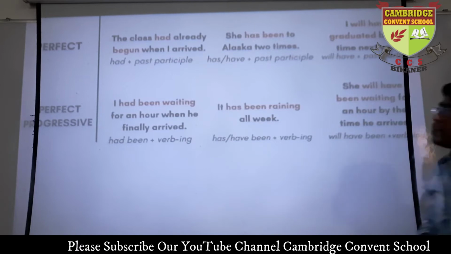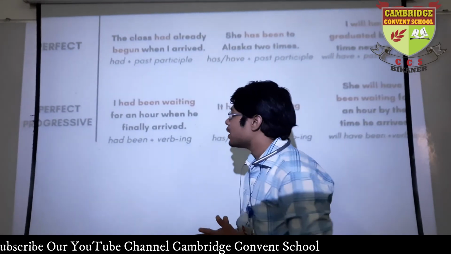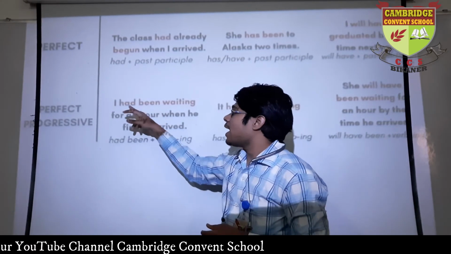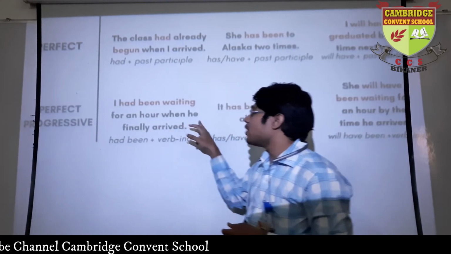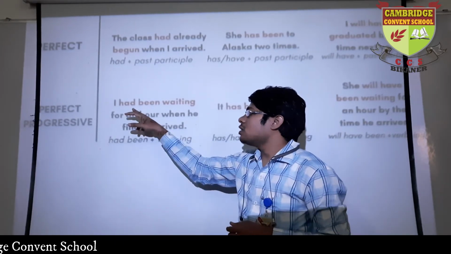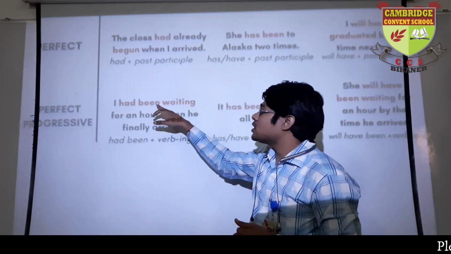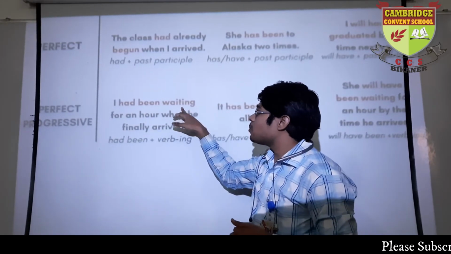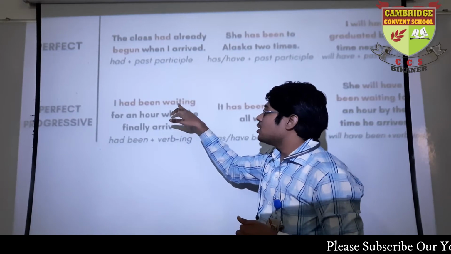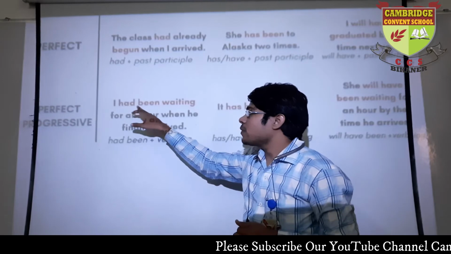In the perfect progressive tense, also known as the perfect continuous tense, we can see the structure. I had been waiting for an hour when he finally arrived. Here we can see the helping verb of the past tense, had, and the verb is the first form plus ing, that is waiting, and been.